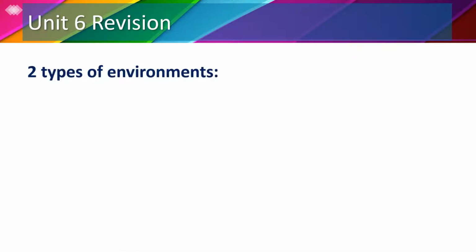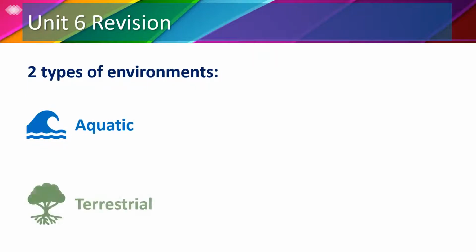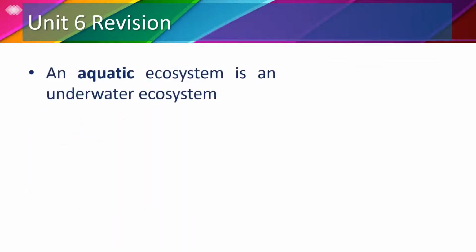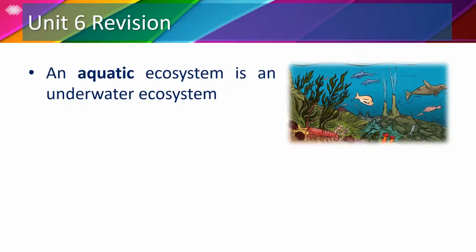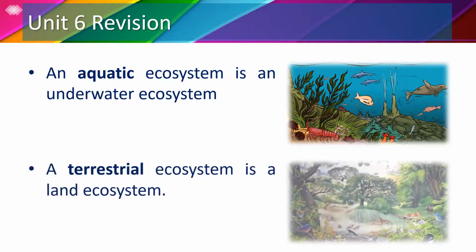The two types of environments that we discussed in this unit are aquatic and terrestrial. An aquatic ecosystem is an underwater ecosystem. Animals living in this ecosystem have features like fins and flippers that help them survive there. A terrestrial ecosystem is a land ecosystem. Animals living in this ecosystem have legs or wings that help them survive there.